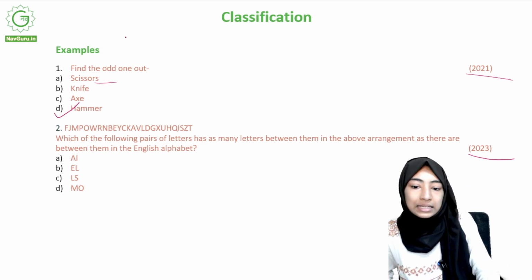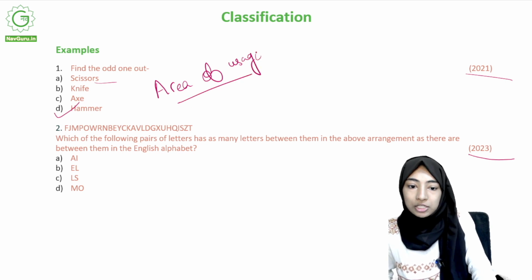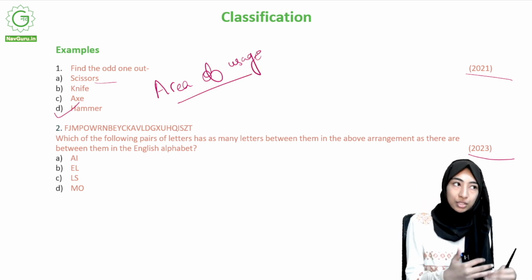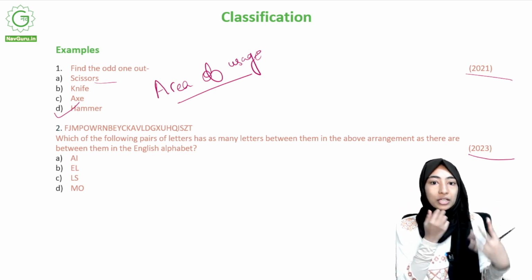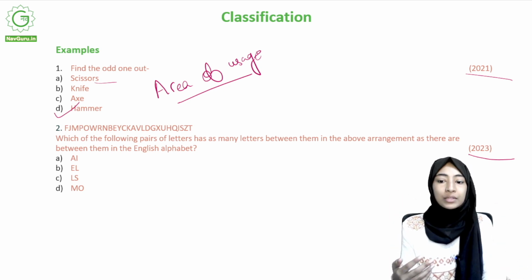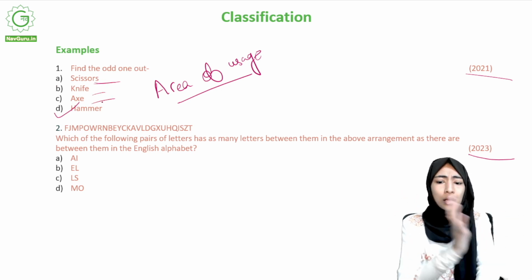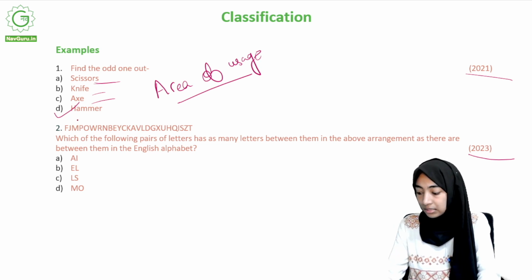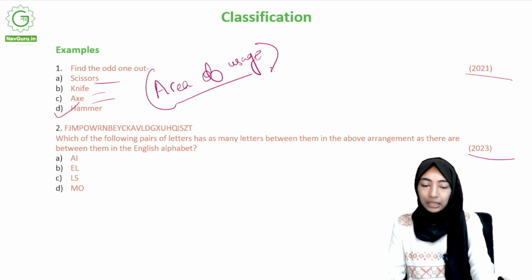So here, basically, this comes under area of usage. But you don't even have to put it in all these boxes. You don't have to ask, should I think about the area of usage or should I think about anything else? Just use your common sense, just use your intuition. When you think of scissors, the first thing you think about is cutting, right? So in that way, you can see scissors, knife, axe, all of these seem to be similar. Hammer is not, therefore hammer is the odd one out. You don't have to spend so much time. But broadly, this comes under the topic area of usage.